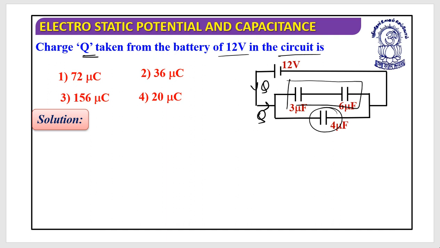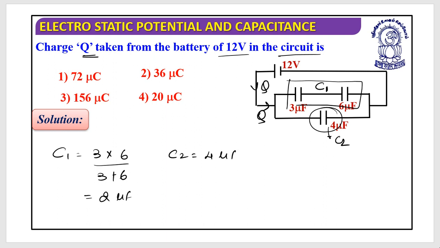Yes. So if I find the C equivalent of this C1, and this is, let's say, C2. So if I find this C1, it's 3 multiplied by 6 divided by 3 plus 6. I hope these things are clear. C1 C2 divided by C1 plus C2. Yes, it's 3 times 6, 18, divided by 9. It's 2 microfarad. Now my C2 is 4 microfarad.